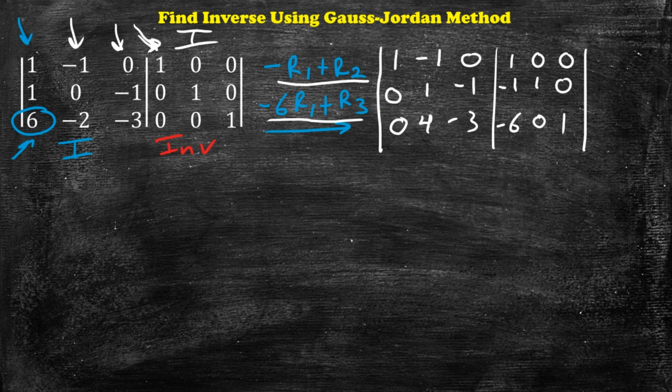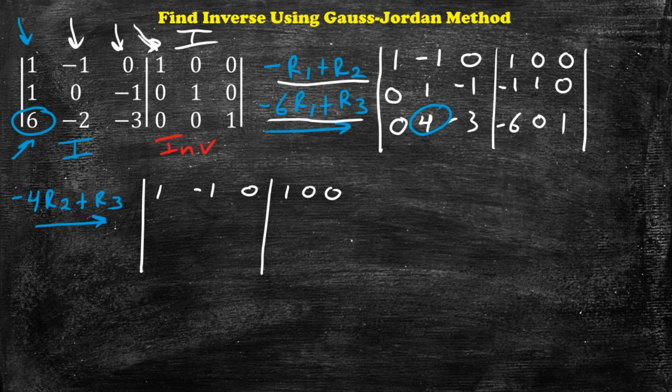All right, so next, what we want to do is get rid of this 4 here, make that a 0. And the way we're going to do that is by multiplying row 2 by -4 and adding it to row 3. So -4 row 2 plus row 3, like that. And when we do that, row 1 is going to stay the same. 1, -1, 0, 1, 0, 0.